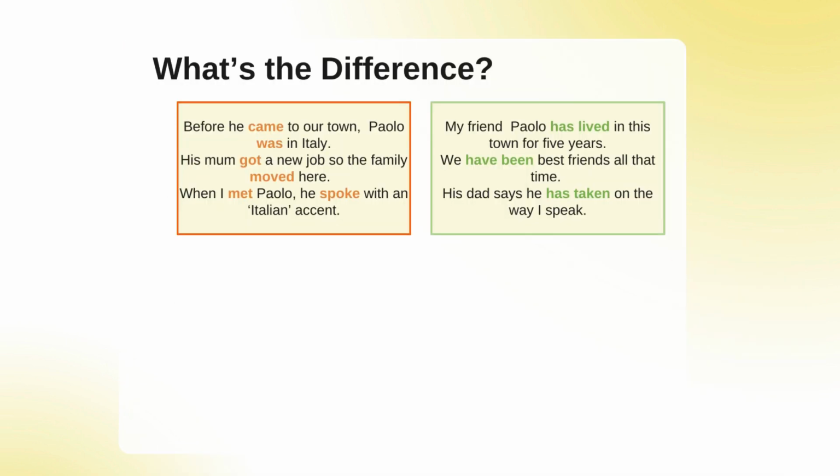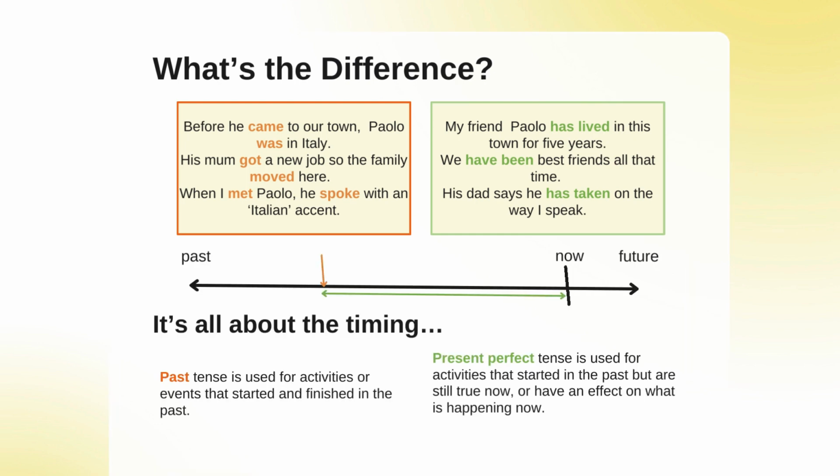So I have separated the verbs. On the left-hand side, we have past simple verbs. And on the right-hand side, we have present perfect verbs. The tip is it's all about timing. Past tense is used for activities or events that started and finished in the past. Present perfect tense is used for activities that started in the past but are still true now or have an effect on what is happening now.